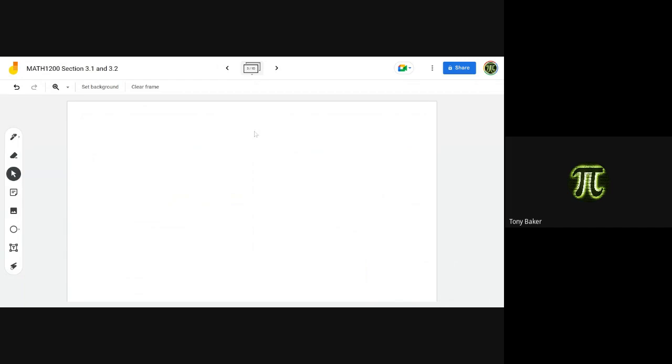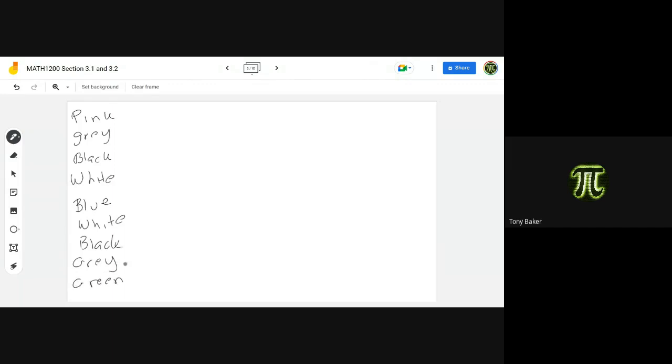All right, so let's go. We've got pink, gray, black, cream. And actually, you know what? I'm just going to do white. Makes it easier. White, blue, white, black. Anybody know what I'm listing? Yeah, it's your shirt colors. Or approximately your shirt color. So this is a list.